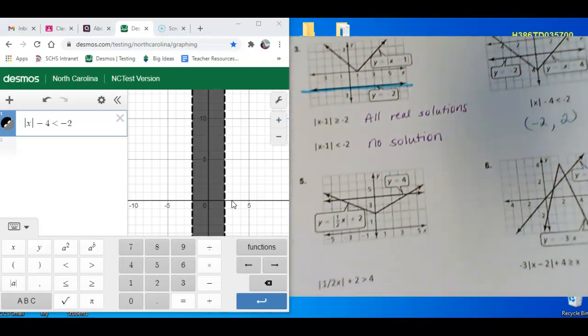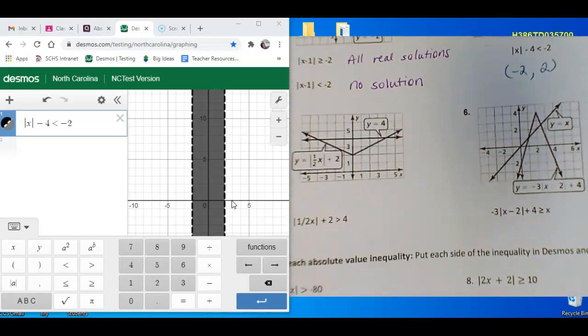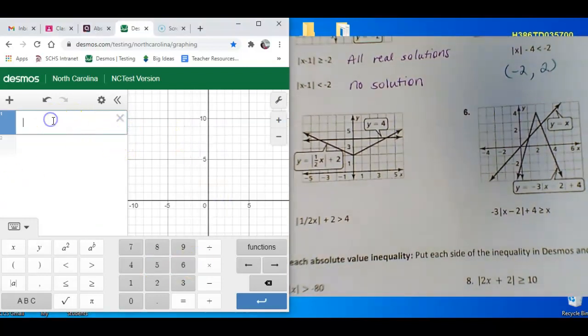Okay. Let's do a couple more. I'll go ahead and put this one in.